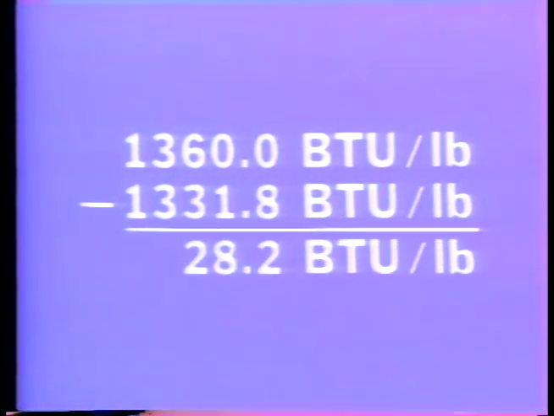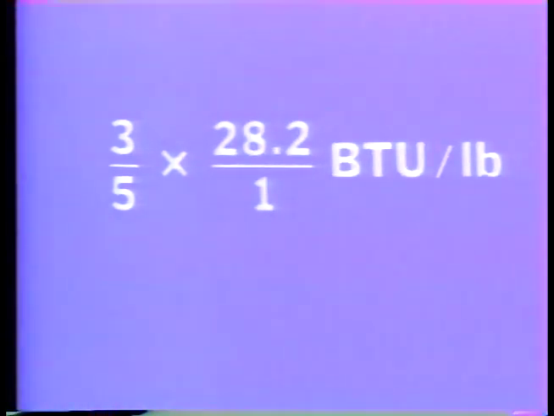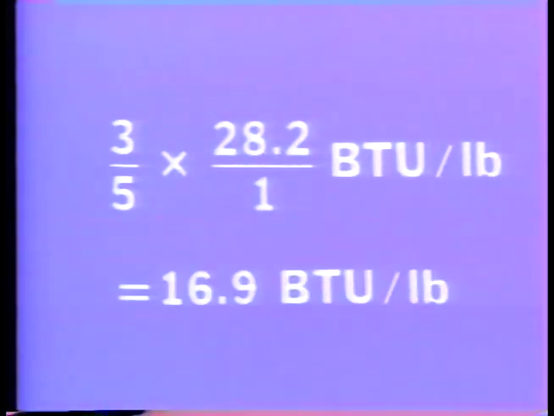The difference between the value for enthalpy at 460 psia at 650 degrees, 1,331.8 BTUs per pound, and the enthalpy at 460 psia at 700 degrees, 1,360 BTUs per pound, is 28.2 BTUs per pound. Now, since the value we're looking for is 3/5 of the way between 650 and 700 degrees Fahrenheit, we have to find 3/5 of 28.2 BTUs per pound. This works out to be 16.9 BTUs per pound.